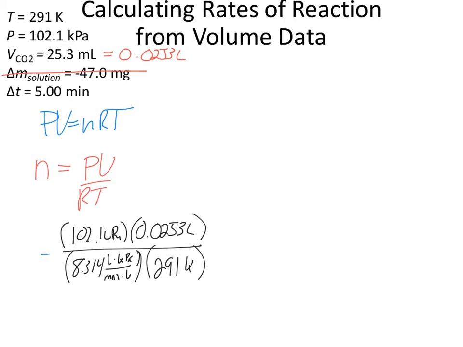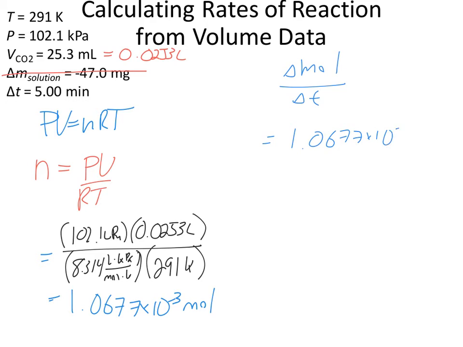So if we do this all out, what we get is 1.0677 times 10 to the negative 3 mole. Okay, so this was the change in terms of moles. Now to find out our rate, it's the change in volume, or in this case the change in mole, over the change in time. So we have our moles.